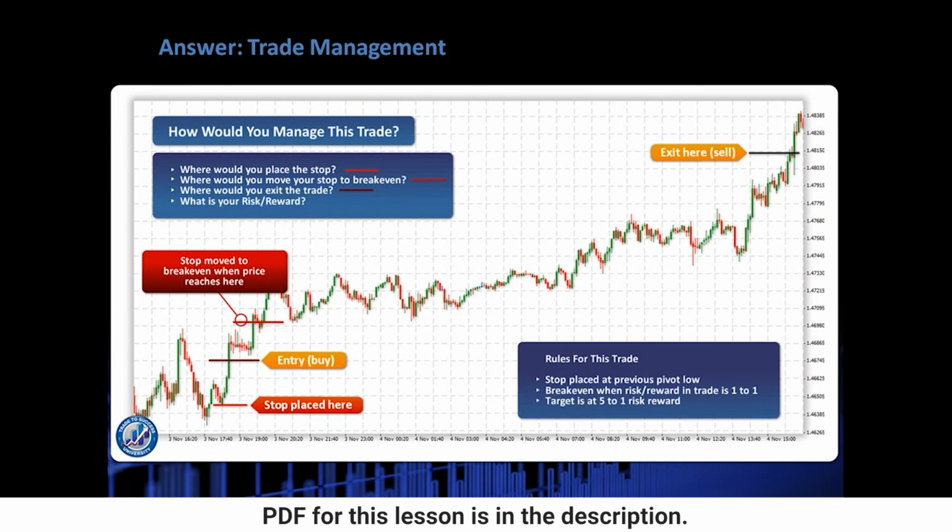So what is our risk reward in this trade when we exit here? 5-to-1, of course, because our target is at a 5-to-1 risk reward. Therefore our risk reward at the end of this trade is 5-to-1.